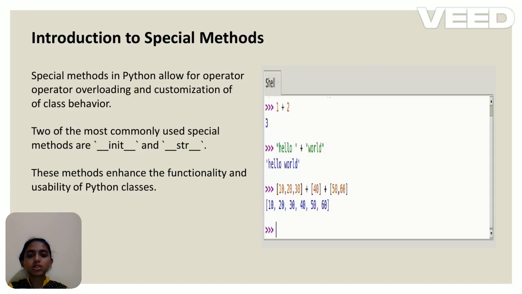Introduction to special methods. Special methods in Python allow for operator overloading and customization of class behavior. Two of the most commonly used special methods are init and str. These methods enhance the functionality and usability of Python classes.